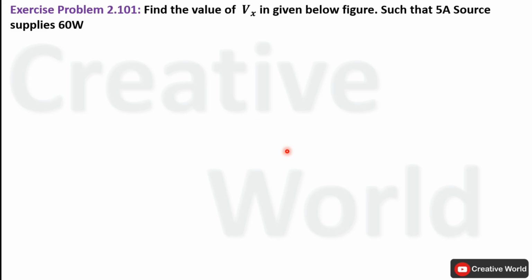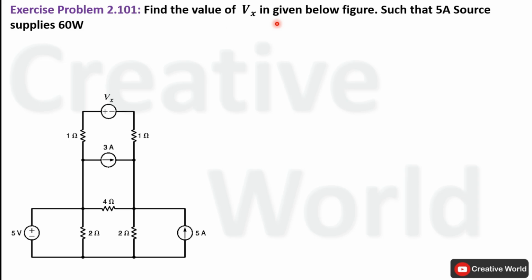Exercise problem number 2.101. Find the value of Vx in given below figure such that 5 ampere current source is supplying 60 watt of power.